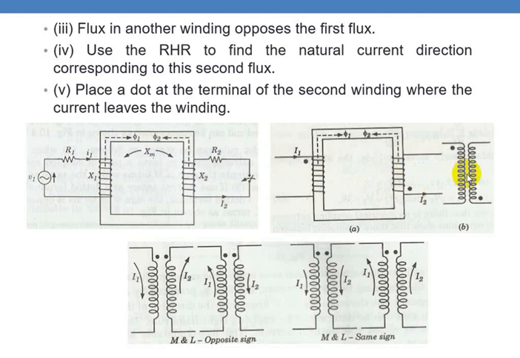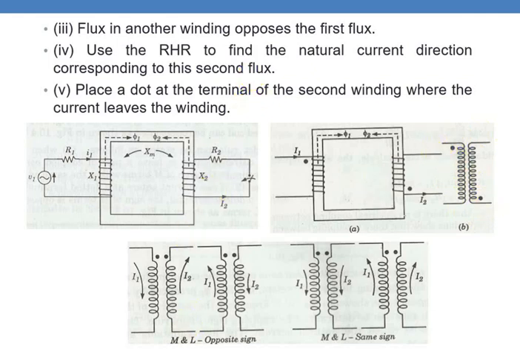Every time it is not possible to draw the core, right? Only the two coils will be drawn and a dot will be placed at the terminals. So this indicates that when the current enters this terminal in this winding, in the other winding the current will be leaving at this terminal. Vice versa is also true: if current is entering this terminal, the current will be leaving in this winding.